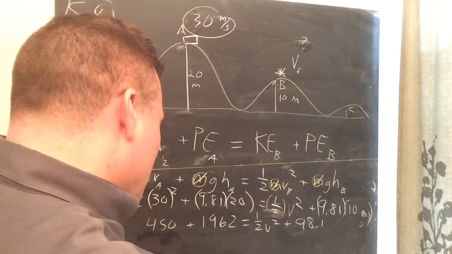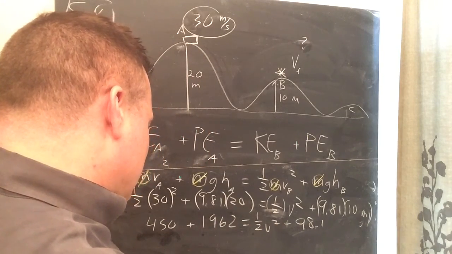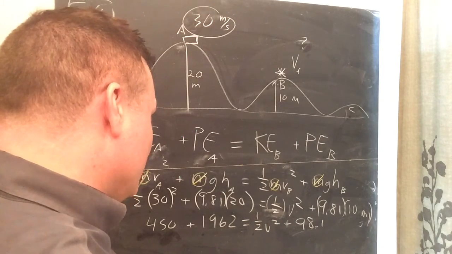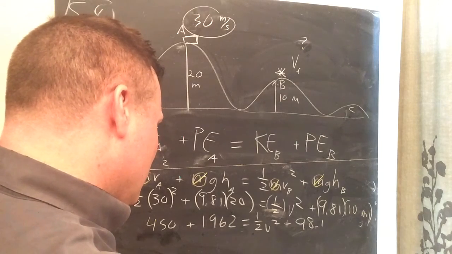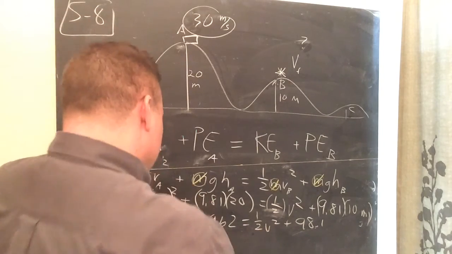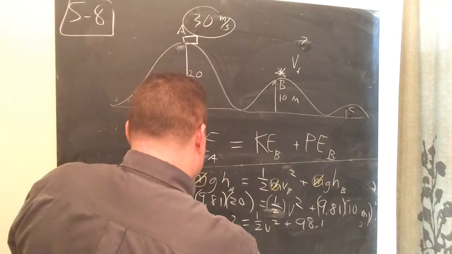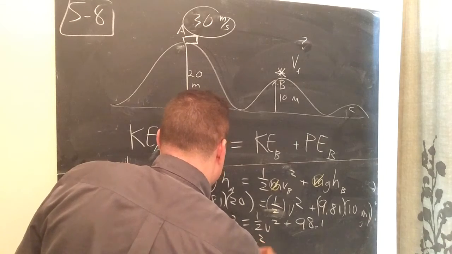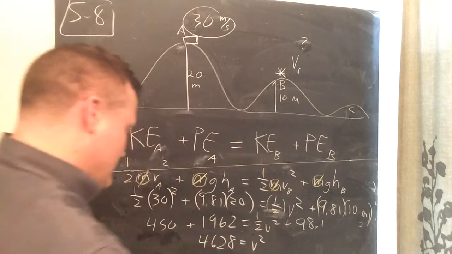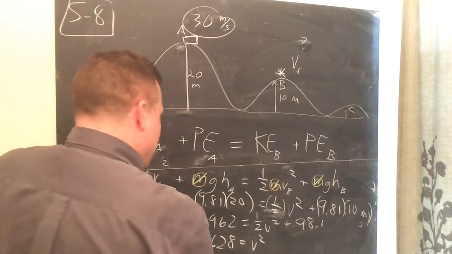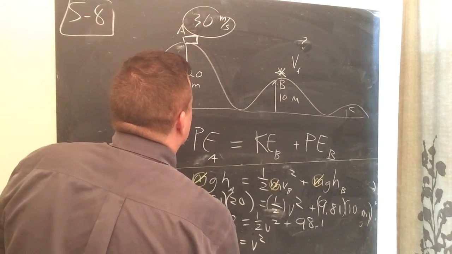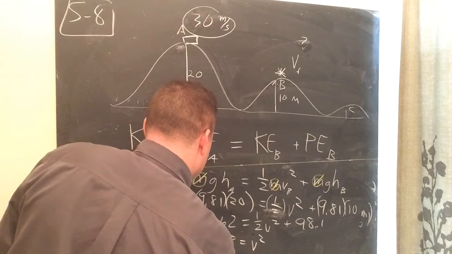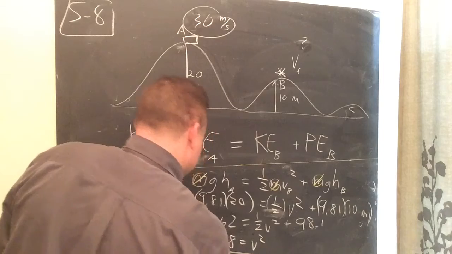Let me do all the math. 450 plus 1962 minus 98.1. Okay, then I got to do times 2 to get my v squared. So the next step, if you wanted to write one more math step, 4628 equals v squared. Then, of course, you got to get the square root of that. And it's 68. Okay, yeah. 68 meters per second is the velocity it's going to have there.